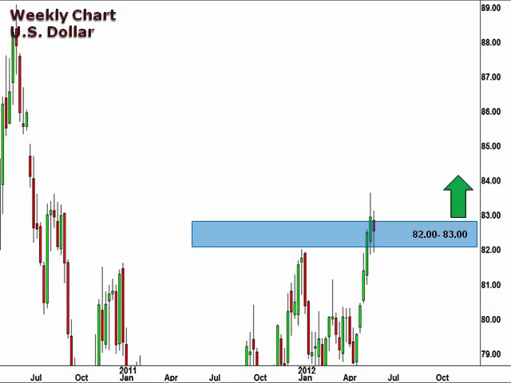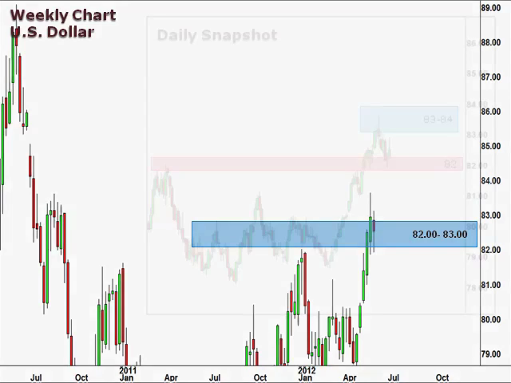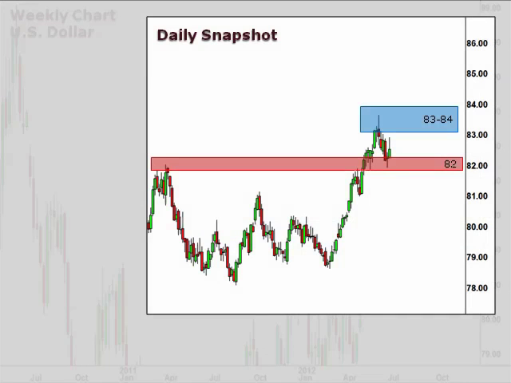However, we are cautious of the influence that the Spain bailout this weekend is going to have on the US dollar against most of the major currencies. Let's take a quick look at the daily chart. Well, the daily chart reflects support at 82 and the near-term overhead resistance at 83.84.